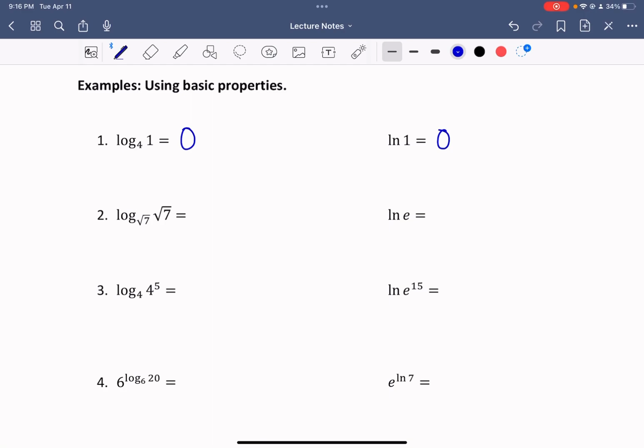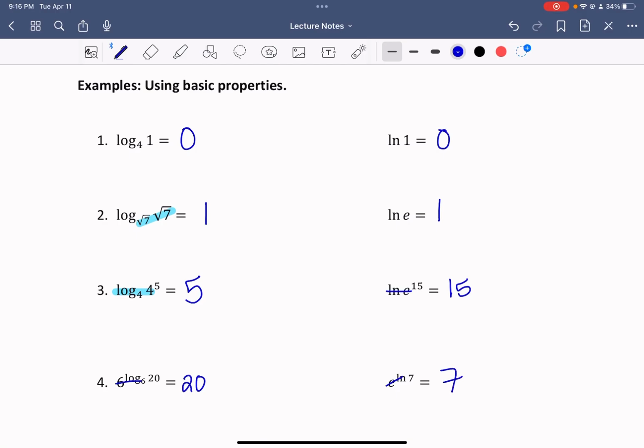Log base square root of 7 of square root of 7. Since these are the same, that's just 1. ln e, just 1 again. Log base 4 of 4 to the 5th. These essentially cancel each other out with that inverse property, so it just gives me 5. ln just cancels, gives me 15. The number 4 is your inverse property again, so this would cancel to give you 20, and this would cancel to give you 7.